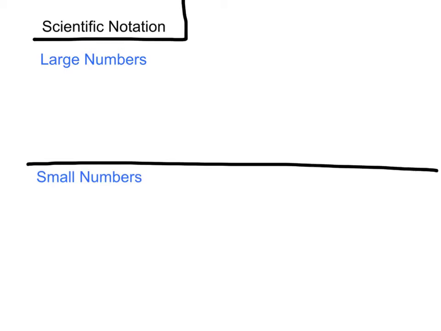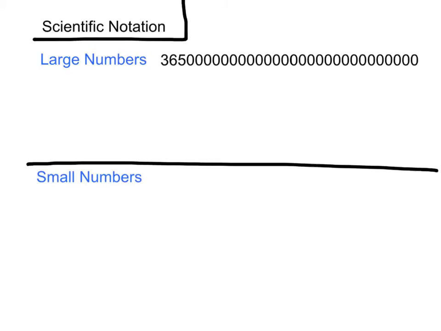Okay, so to work with very large numbers and very small numbers, we use something called scientific notation. Let's look at a large number first. Here's a very large number. Now, rather than having to write that out and trying to keep track of how many zeros we've got, we're going to write it in scientific notation.